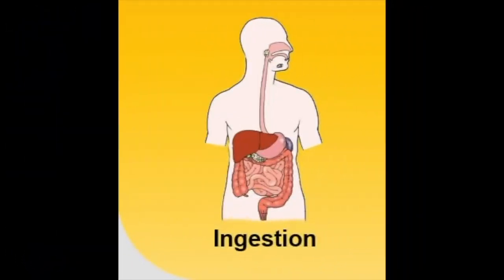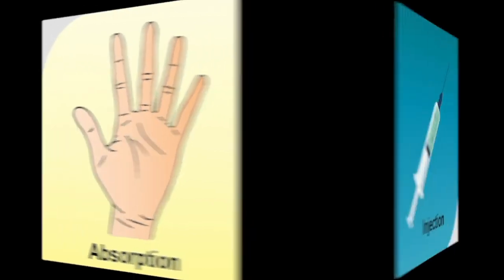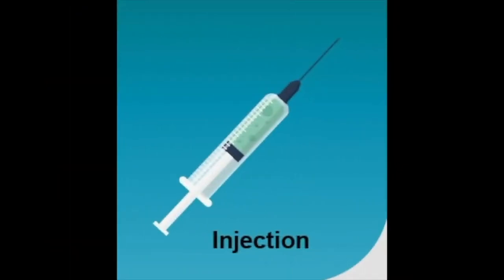Ingestion occurs by consuming a liquid from an unmarked container, eating contaminated food, or touching your lips and mouth with contaminated hands. The hazardous product enters the mouth, reaches the digestive system, and then travels into the bloodstream. The body can absorb chemicals directly through the skin, through cuts and abrasions on the skin, or through mucous membranes. Once absorbed, the chemicals can travel through the bloodstream. Injections occur when a sharp contaminated object penetrates the skin. The contaminant travels through the bloodstream.